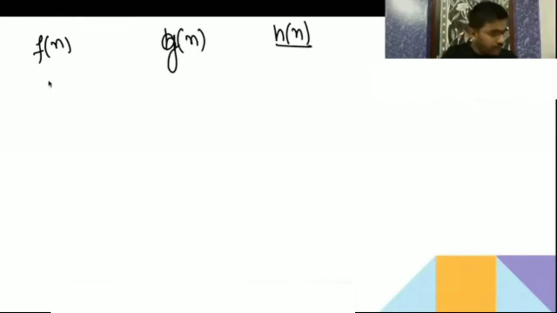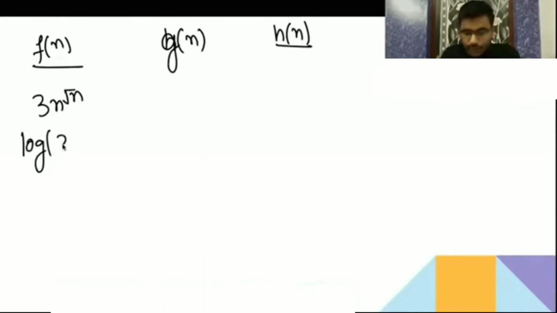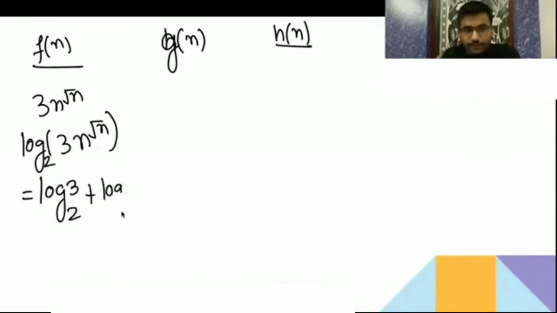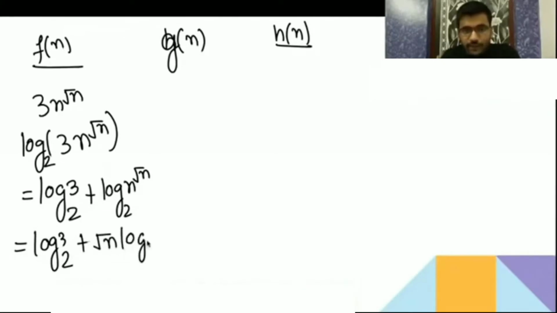So Fn was your 3n to the power root n. Now take log. So it's going to be log of 3n to the power root n. Since it is in multiplication, you can write it as log 3 base 2, plus log n root n. Then root n is going to come out in the beginning: root n log n base 2.